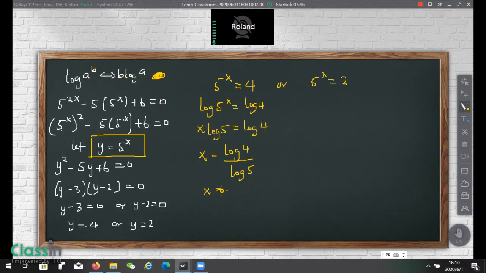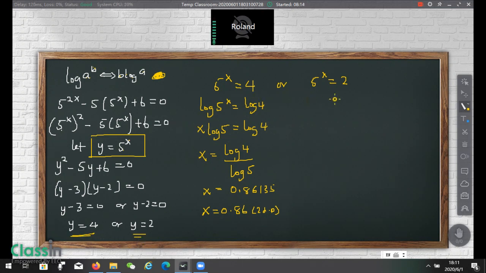Log of 4 divided by log of 5. That will give us 0.86135 and so on, but we can round off to 2 decimal places: 0.86. Then we come to this side also. This is for when y is 4, but y could be 2.